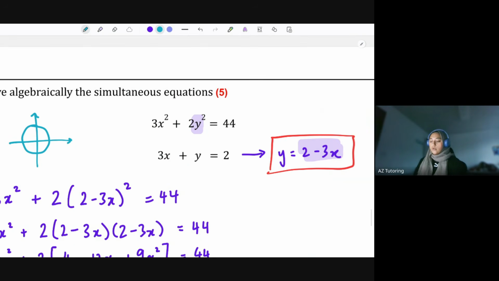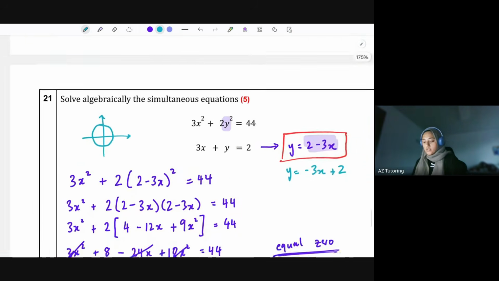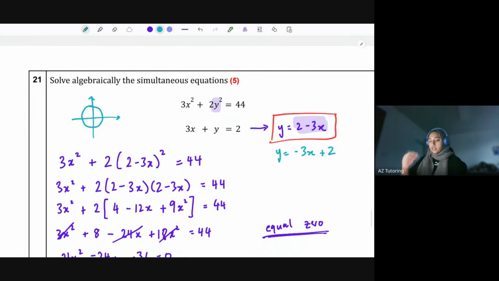So when we rearrange, we've got y equals mx plus c, which is y equals minus 3x plus 2. That's just the equation of a straight line. So it's a negative gradient going down, crossing through 2. I'll just say it's this equation there.